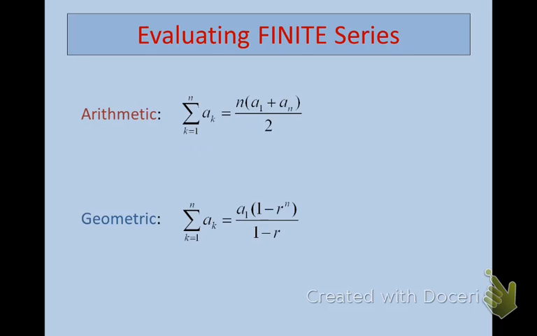For geometric, we have a slightly different formula. You take the first term and you multiply it by 1 minus the ratio to the number of terms you're doing. Notice that the n is only on the r. It's not on the outside of the parentheses like a FOIL. It's just on the ratio. And then we divide that by just 1 minus r without the power.